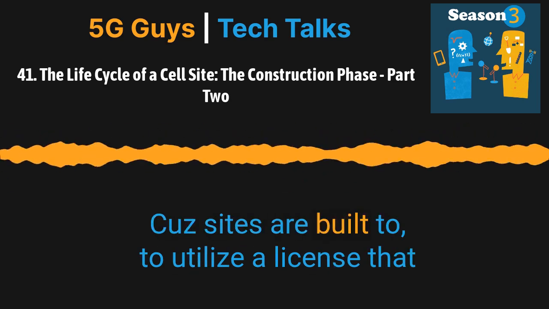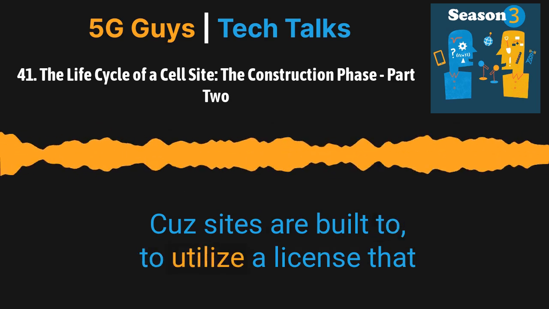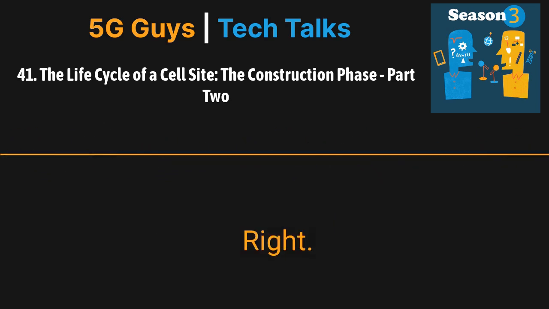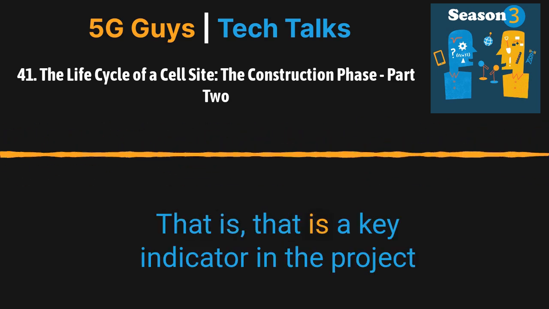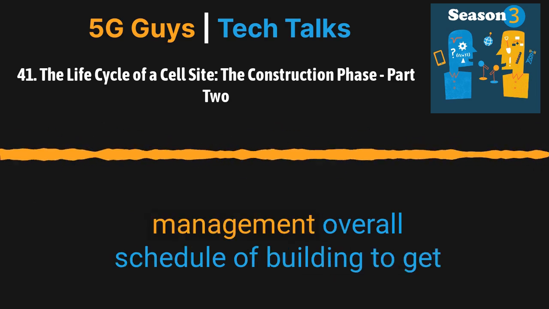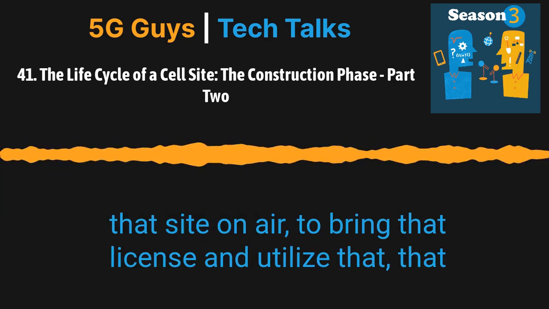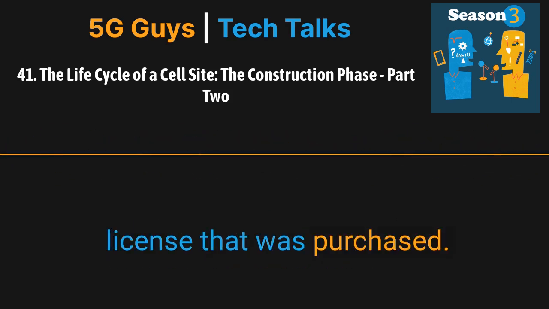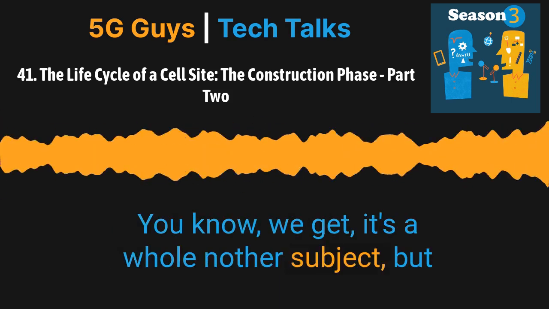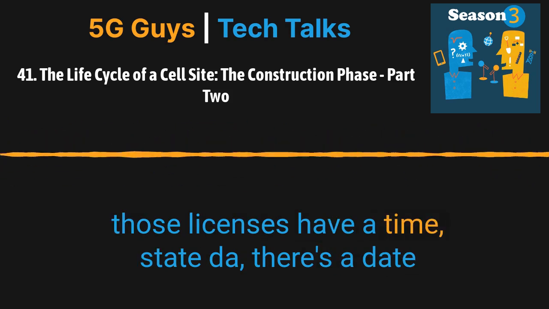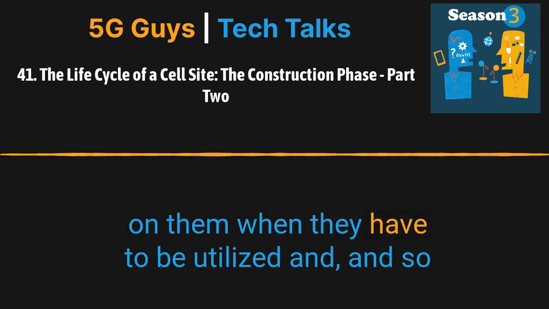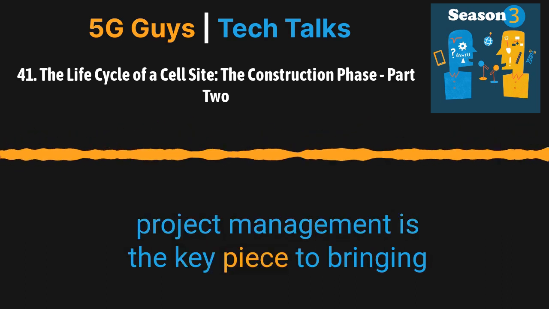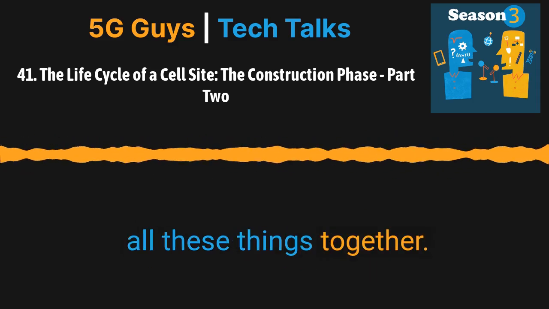So they may have to come up with another technology like microwave in order to get the site on air, because sites are built to utilize a license that was purchased by the carrier, if you would, right? That is a key indicator in the project management overall schedule of building, to get that site on air and utilize that license that was purchased. It's a whole other subject, but those licenses have a date on them when they have to be utilized. So project management is the key piece to bringing all these things together.